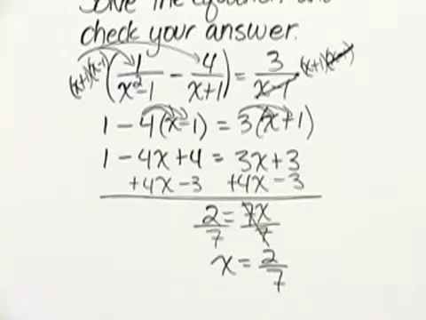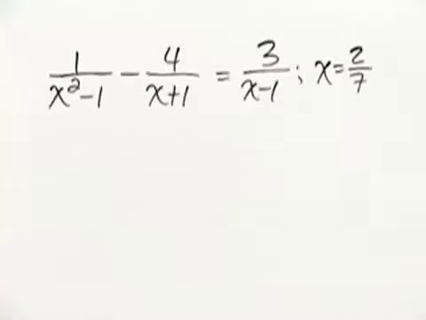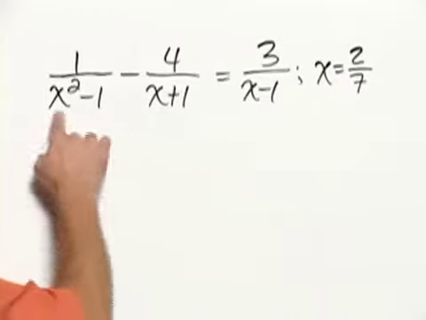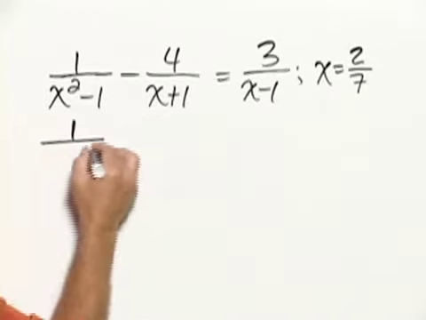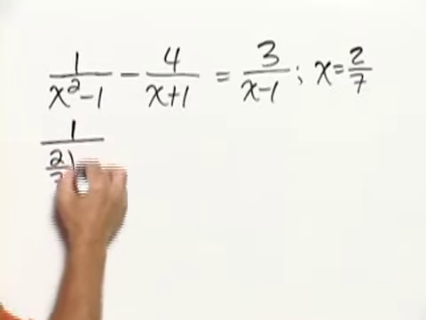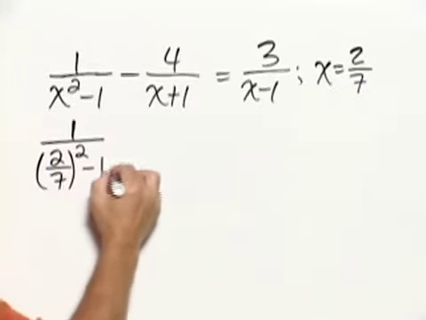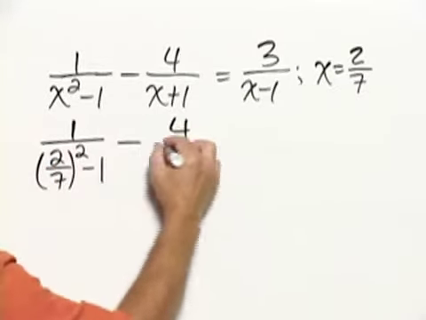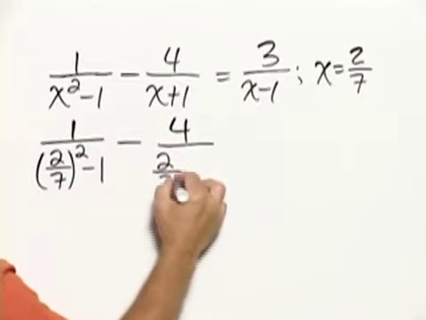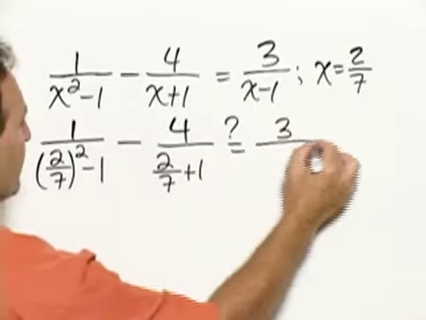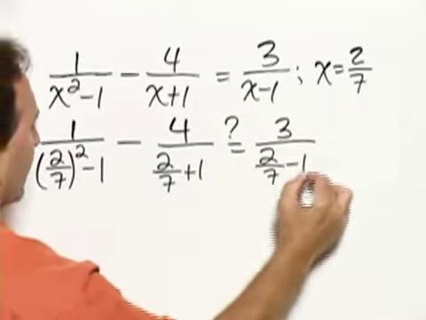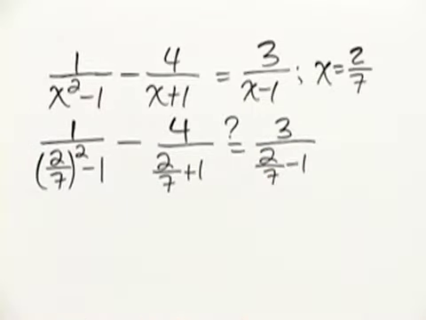Next, we need to do the check. We're going to substitute 2/7 in place of each of those x's. That gives us 1 over 2/7 quantity squared minus 1 minus 4 over 2/7 plus 1, and we want to know, does that equal 3 over 2/7 minus 1? So we need to simplify each of these fractions.